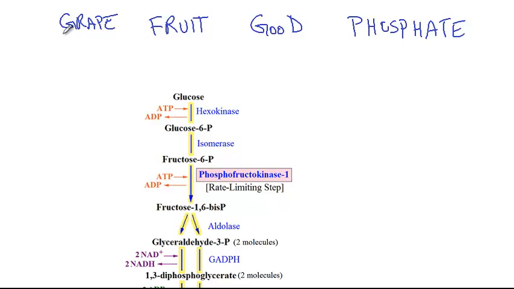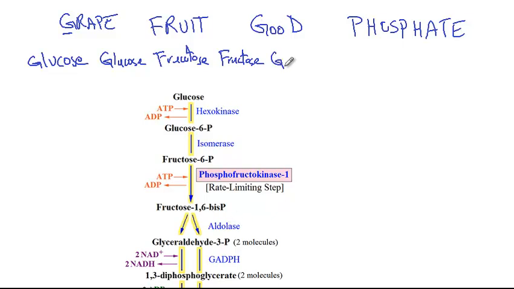And so what it stands for is G for the 2 glucose molecules, F for the 2 fructose molecules, so fructose 6-phosphate, and then fructose 1,6-bisphosphate. And then G stands for glyceraldehyde 3-phosphate, and then D stands for diphosphoglycerate, and it's the same name as bisphosphoglycerate.